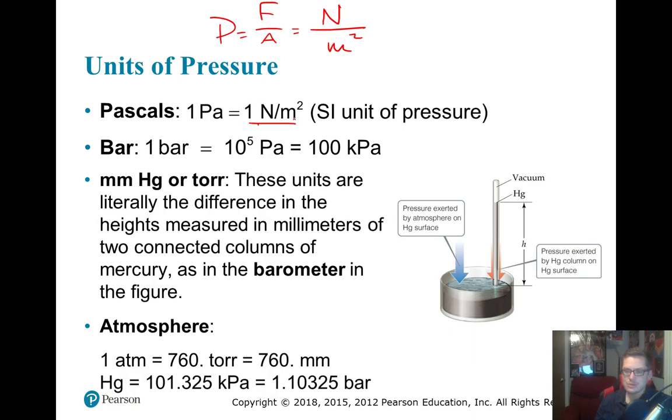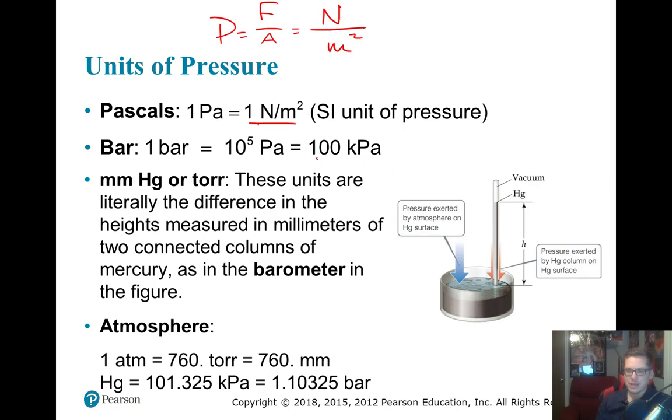Now, a newton per meter squared is an absurdly tiny unit. A newton is a really small amount of force, and a square meter is actually pretty big. You imagine two meter sticks that make a right angle, and how much area that takes up. Now imagine that 1 newton being applied equally over that entire square meter. It's a really small amount. So the pascal is a really tiny value, and it's not really used very often.